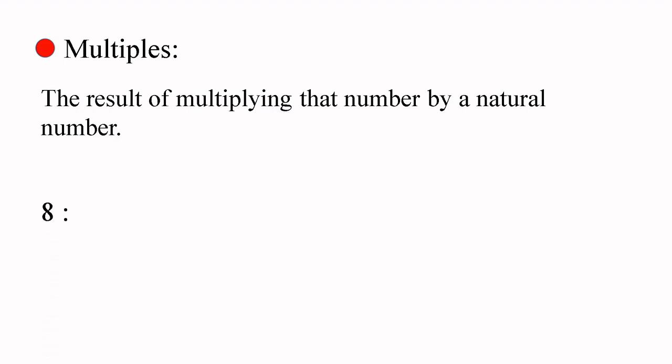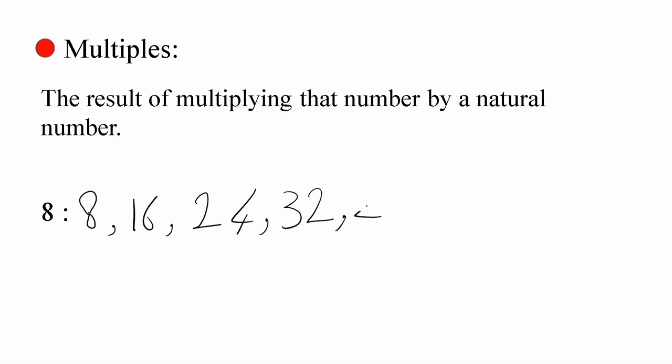We have 8 and now we want to write multiples of 8. So we are going to start from 1. 8 times 1 will be 8. 8 times 2 will be 16. 8 times 3, 24. 8 times 4, 32. 8 times 5, 40. And I can continue that as long as I want to. So these are multiples of 8.